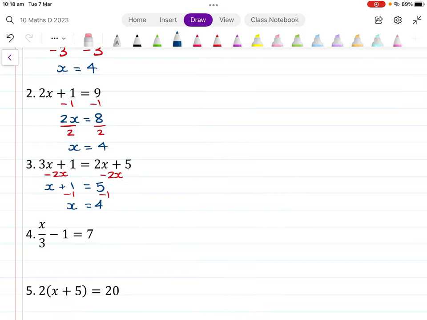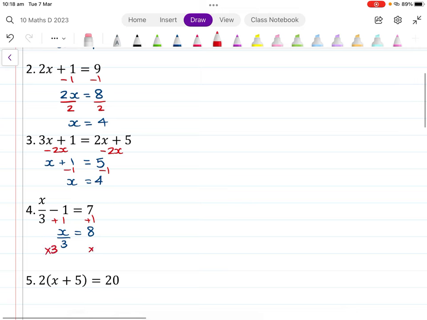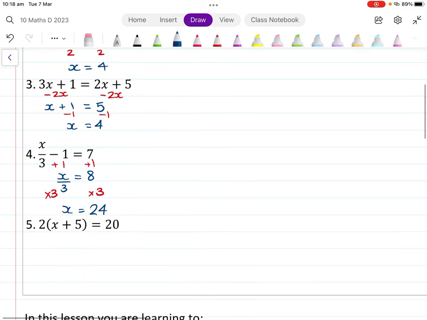For example 4, we have an equation with a fraction. What we want to do first is plus the 1 to both sides here. This leaves us with x over 3 equals 8. Then what we want to do is multiply both sides by that denominator of 3 so that we can get rid of that fraction there. We want to multiply both sides by 3. This gives us the answer of x equals 24.